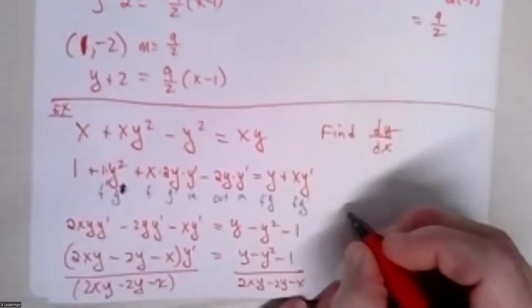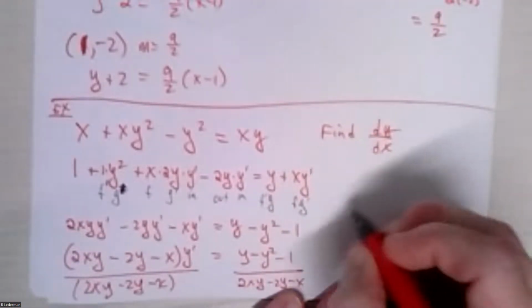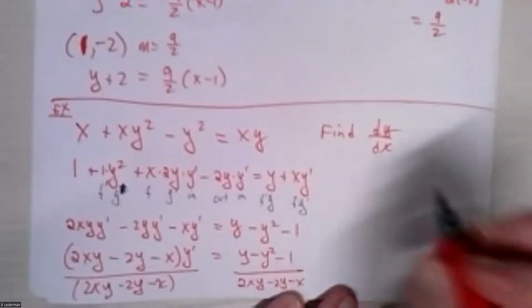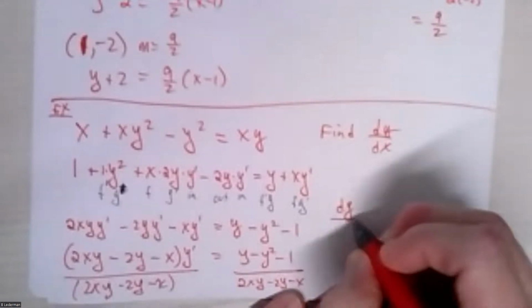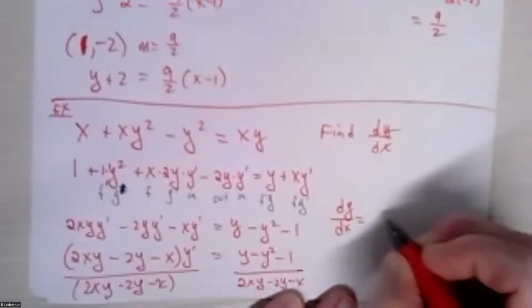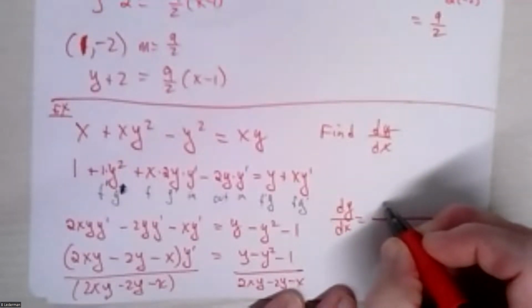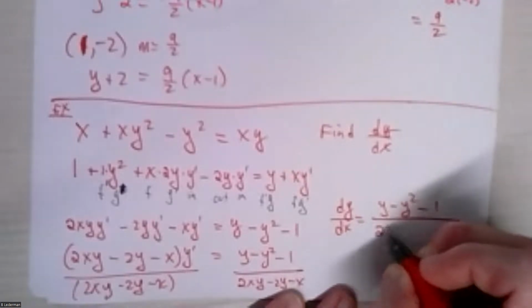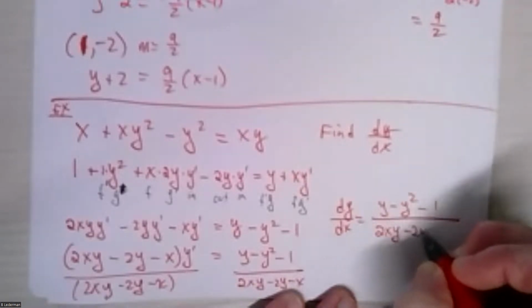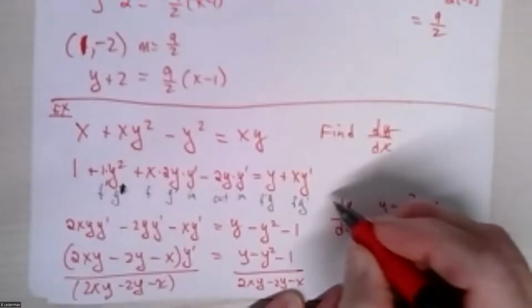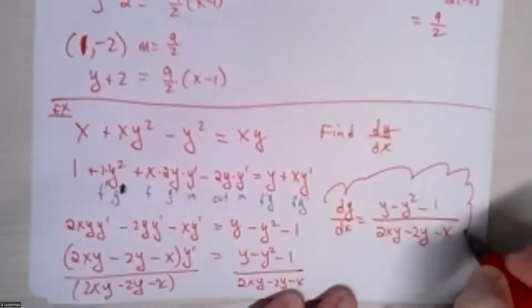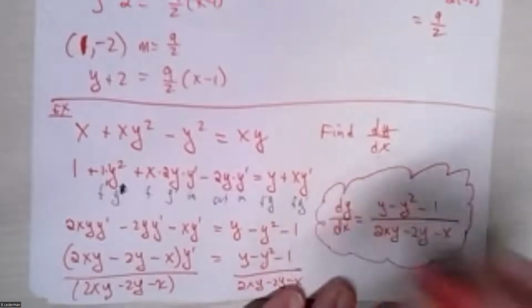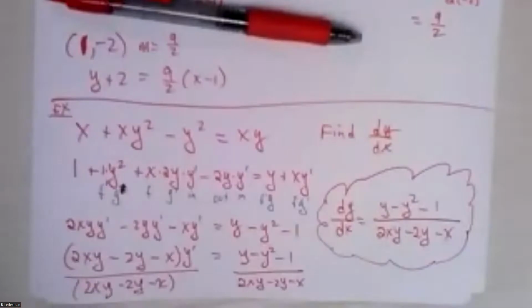So my final answer is y prime, or dy/dx, it doesn't matter what I call it, dy/dx equals this fraction, y minus y squared minus 1 over 2xy minus 2y minus x. And that is a thing of beauty. Okay, that was very lovely.